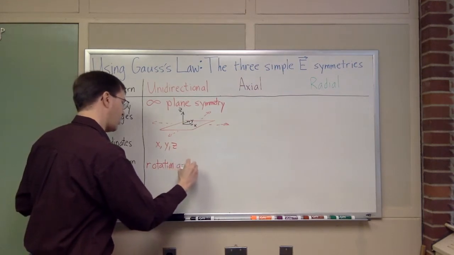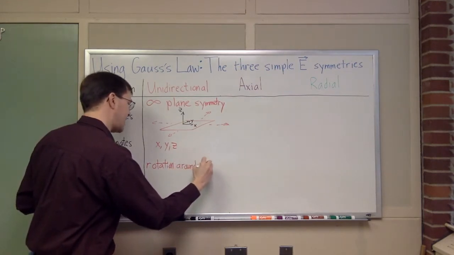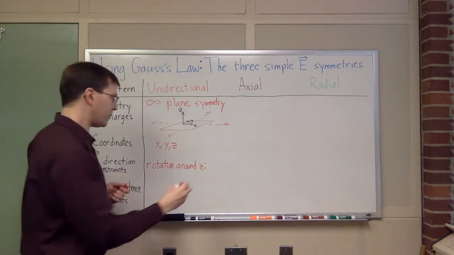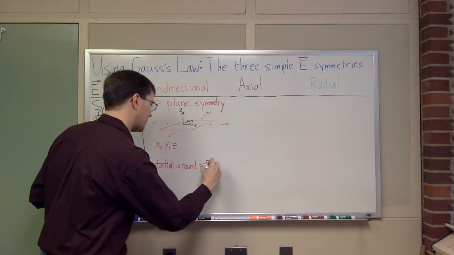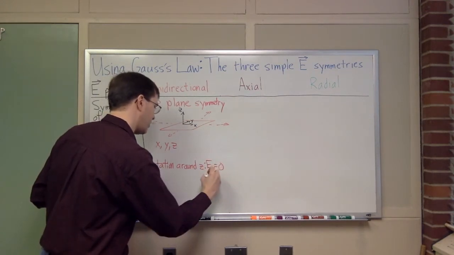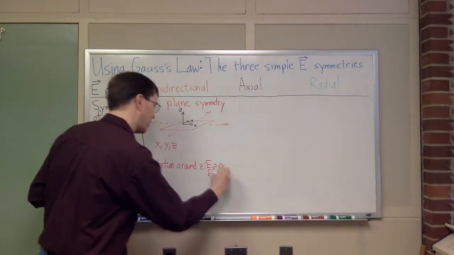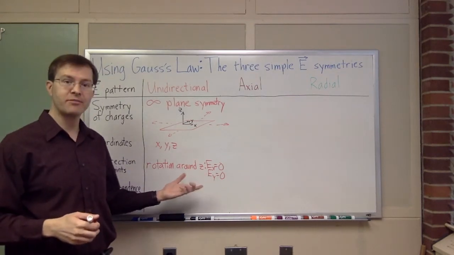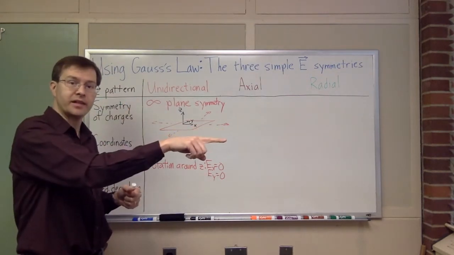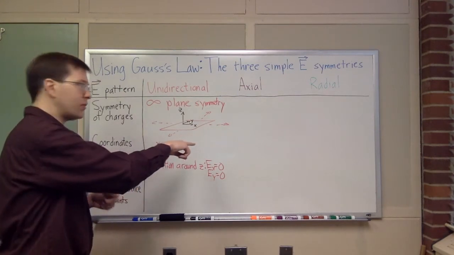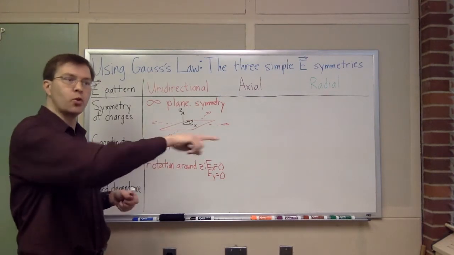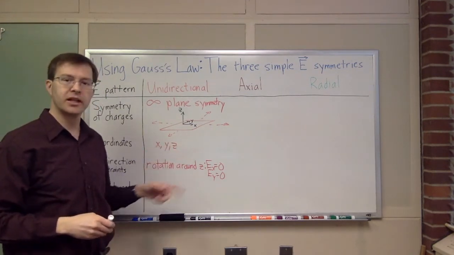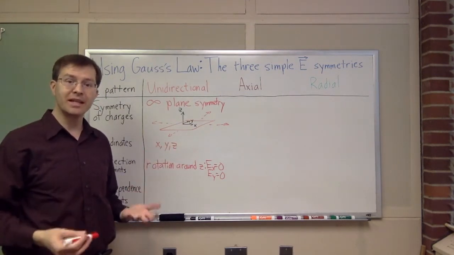rotations around the z-axis, based on those rotations, we know that Ex equals 0 and Ey equals 0. Because of rotational symmetry, we know that the x and y components have to be 0, because if there were any x-directed thing and we rotate, it would change. It would turn into a y component instead.